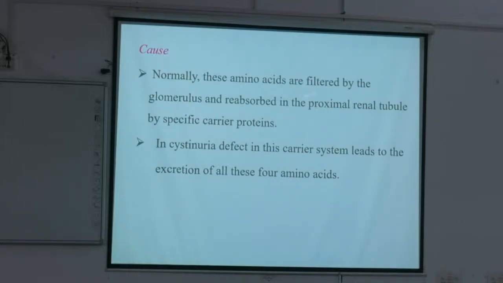What are the causes of this? The amino acids filtered by the glomerulus are reabsorbed by the proximal renal tubules by specific carrier proteins. In cystinuria, a defect in this carrier system leads to the excretion of all these amino acids. They require some co-transporter for their reabsorption. These co-transporters are defective, that's why they are not reabsorbed. Okay, that's why they are present in the urine.